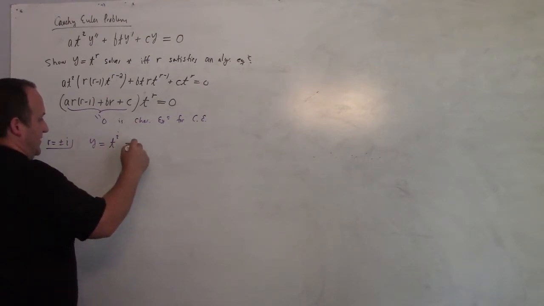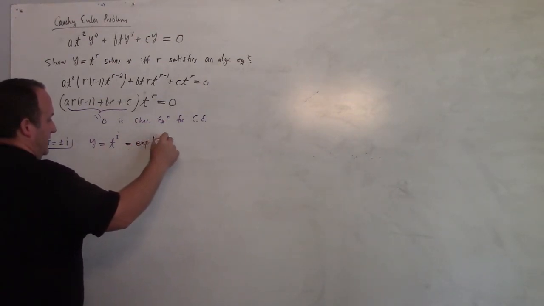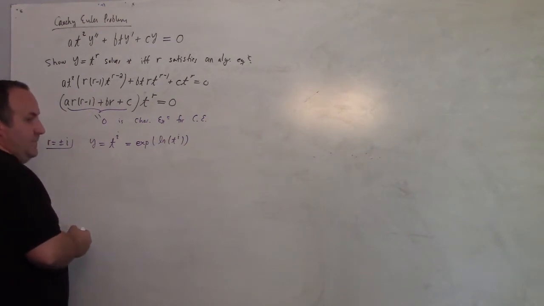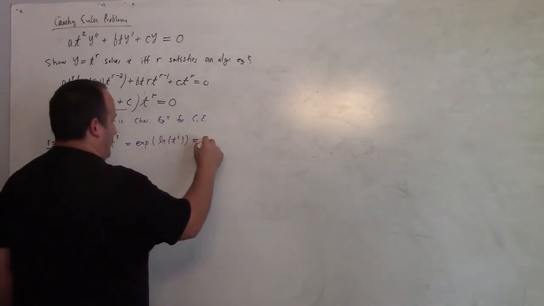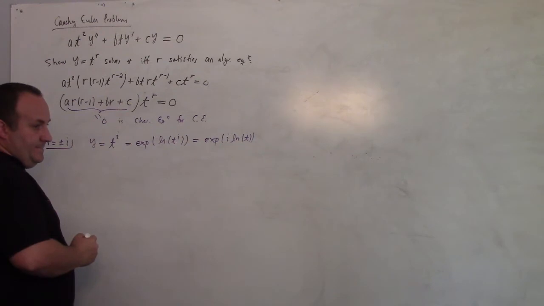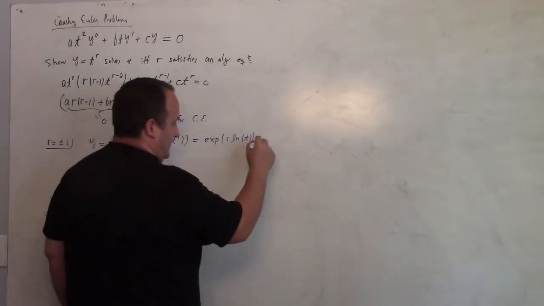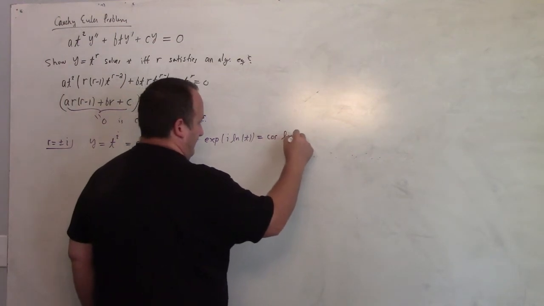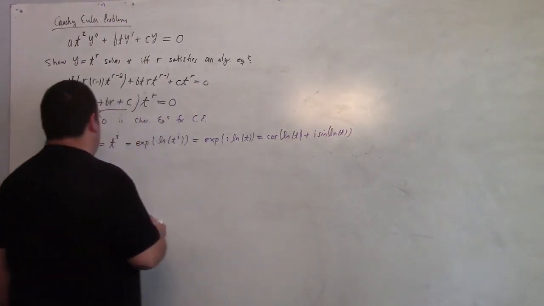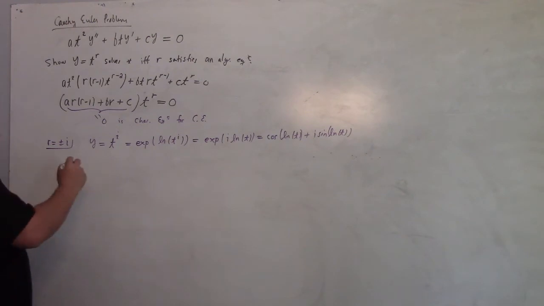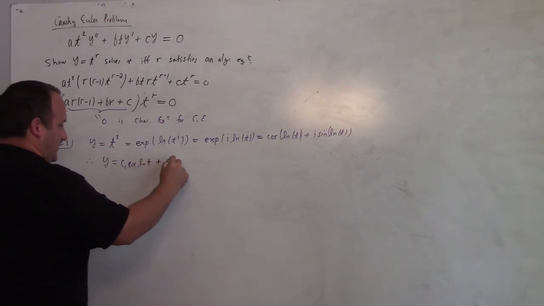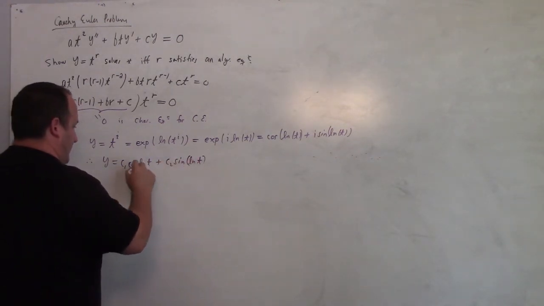So maybe that should be the exponential of the natural log of T to the I, which would then be the exponential of I log t, which we know is cosine log t plus I sine log t. But then by the complexification theorem, this is actually a complex solution to this real differential equation. So y is c1 cosine log t plus C2 sine log T. There you go, there's your general real solution to this problem.